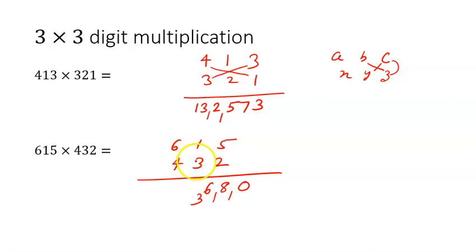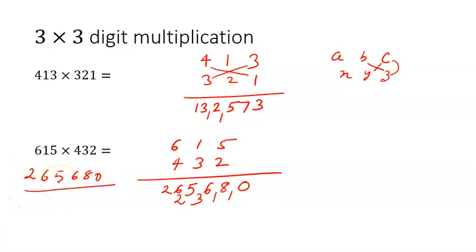Now 6 into 3 is 18, 18 plus 1 into 4, 18 plus 4 is 22, and plus 3, so 22 plus 3 is 25. Now 2 is the carryover term. Now finally 6 into 4 is 24, and plus 2 is 26. So what we got? We got 2, 6, 5, 6, 8, 0, and that is the product.